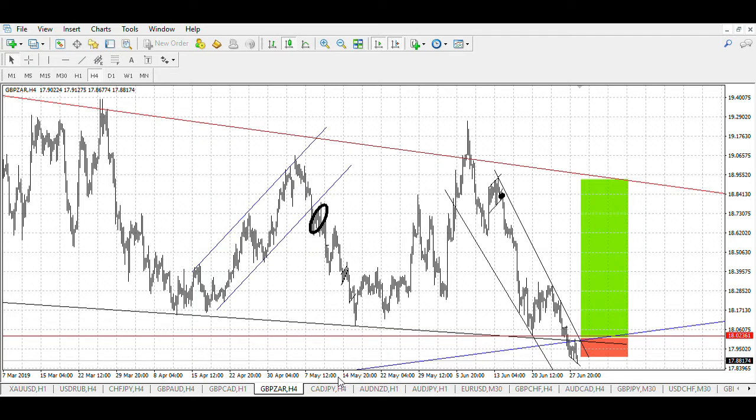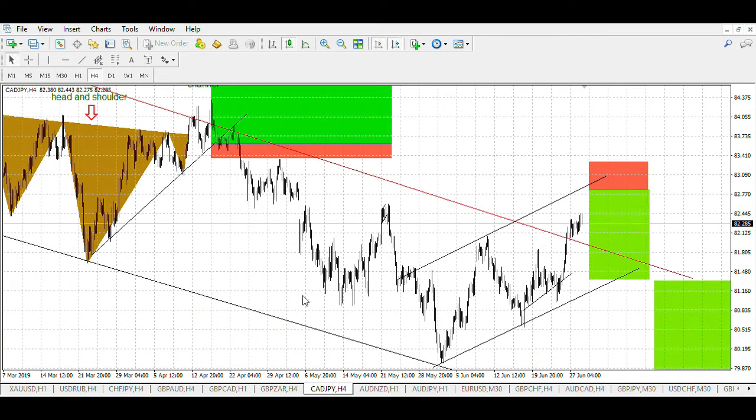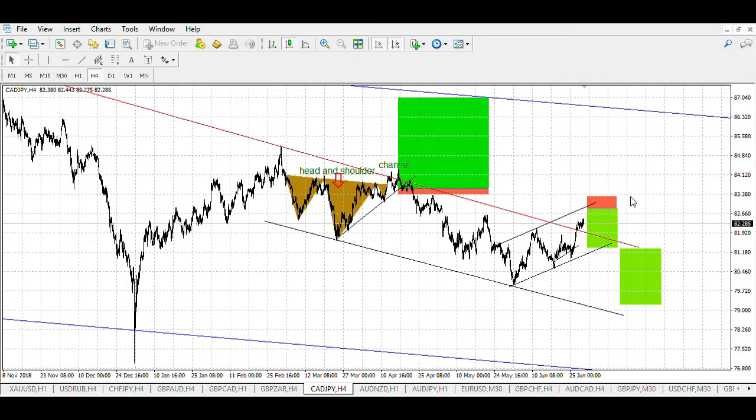So this week's base, what we're going to look at is CADJPY. CADJPY, what's happening is price is moving in an ascending channel. This is the resistance that is already broken, and we're only waiting for price to test this resistance. Then from there you can have price moving to the downside with a sharp fall.